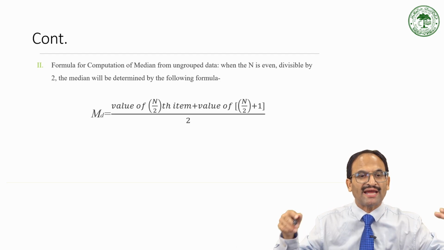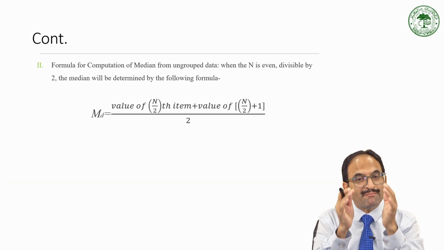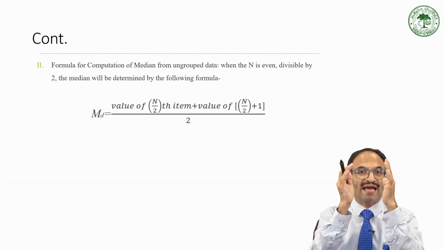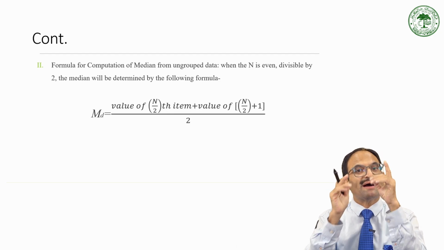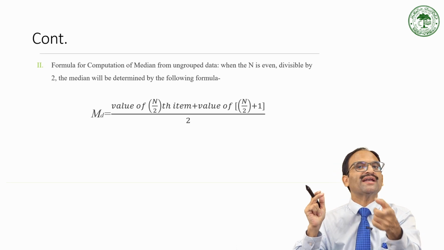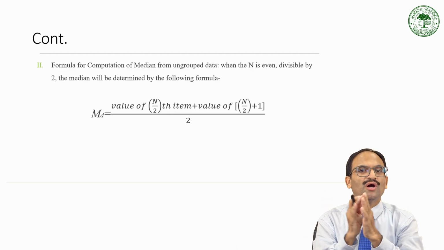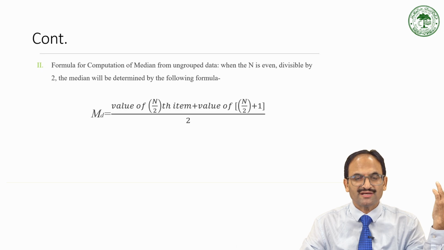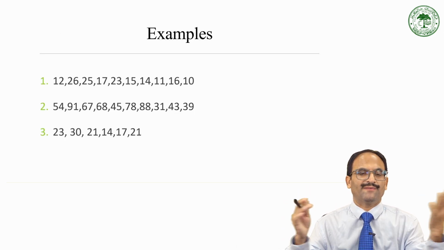Let me repeat it again. What to do in case of even numbers, when the numbers are even, how to find out the median? What I am repeating, in that situation, find out the n by 2th number, then find out n by 2 plus 1th number, find the sum of these two and divide it by 2. That will be your median. So let me take some examples so that we may be able to understand.